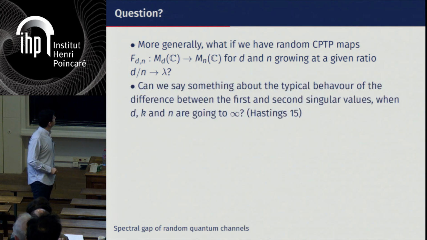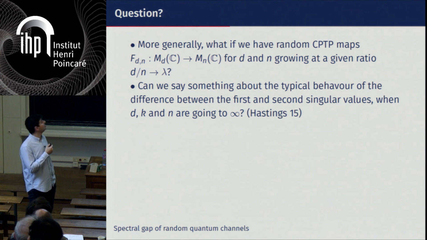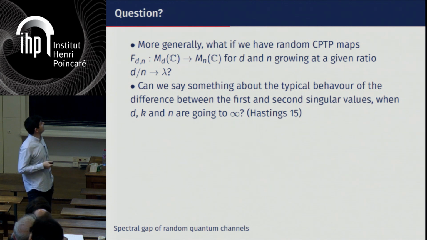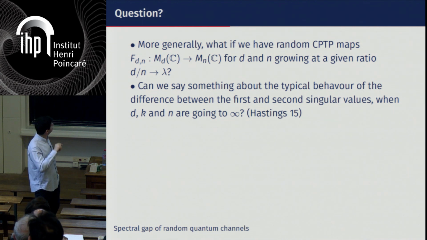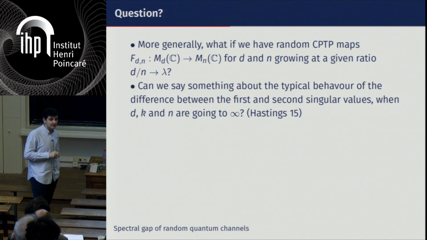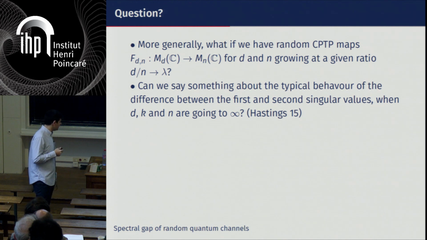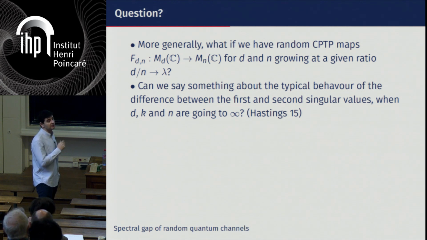Okay. So can we say something about these channels? Of course, now it's not a question about the eigenvalues because these are not the same dimension. So it's a question about the singular values. Can we bound the difference between the first and second singular values? This is a question that Hastings also posed in a paper in 2015, but it's not with this given ratio. It's for d, k, and n going to infinity at some particular ratio, because he's interested in proving some decay of correlations. I will talk about this a bit later.